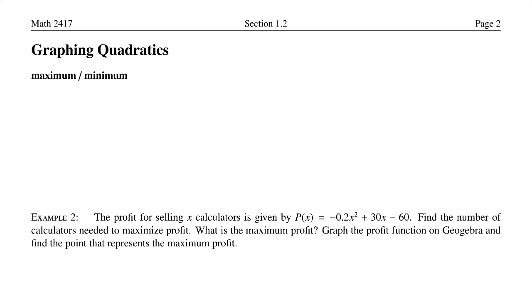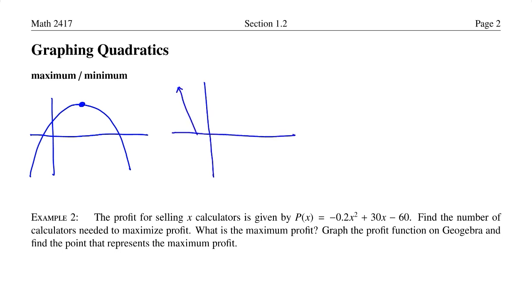Next, let's look at graphing quadratics, and in particular, maximum and minimum. So we know that the parabola always has a max or a min, depending on which orientation the parabola has, whether it opens up or whether it opens down. If it opens down, then it looks something like this, and we say that it has a maximum value. And if the parabola opens up, then it looks something like this, and we say that it has a minimum value. And what's in common for both of these is that the max or the min must occur at the vertex.